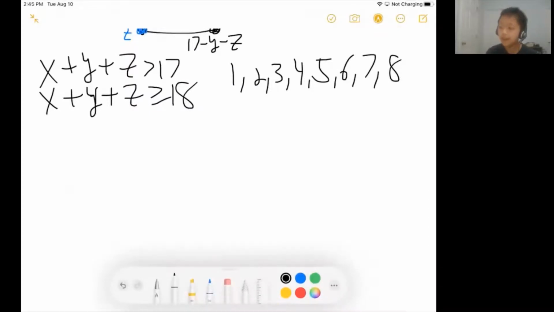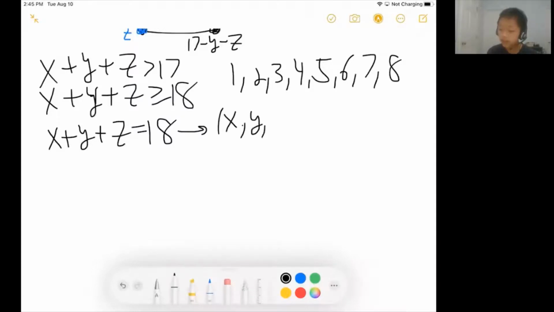So we can do some simple casework. Since we know X plus Y plus Z is at least 18, we can do casework on the value of X plus Y plus Z. If X plus Y plus Z is equal to 18, then X, Y, Z can equal 3, 7, 8, or 4, 6, 8.